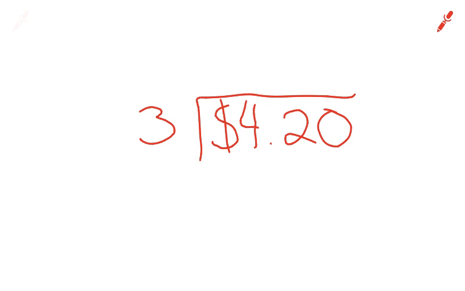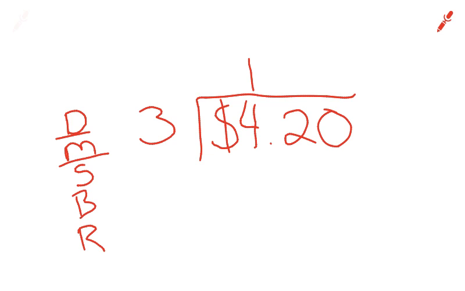3 goes into, and let me write it to the side here. Let's review our dad, mom, sister, brother, rover steps. Our first step we'll do is our dad. How many times does 3 go into 4? It goes in 1 time. Let's do our mom. Multiply. Dad was divide. Mom, multiply. 3 times the 1. 3 times 1 is 3. Let's do our sister's step of subtract. 4 minus 3 is 1.